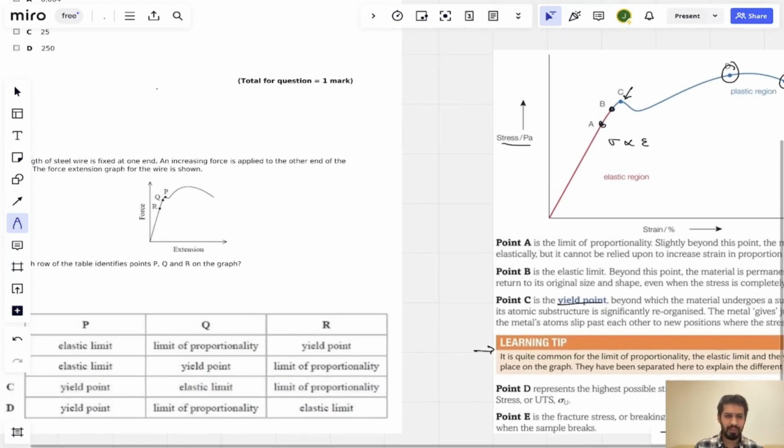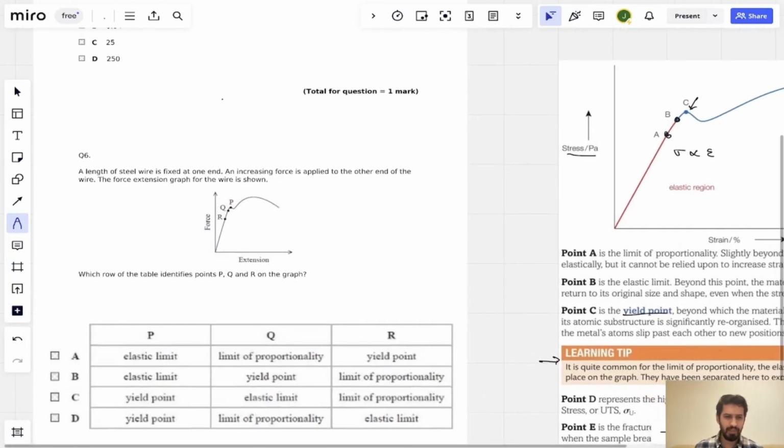So after this, I'm sure you can easily answer this question. So point P here, now you know that it's called yield point. So the first two options are incorrect. It can either be C or D. Point Q is called elastic limit. And we know that beyond this point, the object is permanently deformed. So even if you forget what R is called, you can clearly see that it is option C, because this is yield point and Q is elastic limit and R is limit of proportionality.